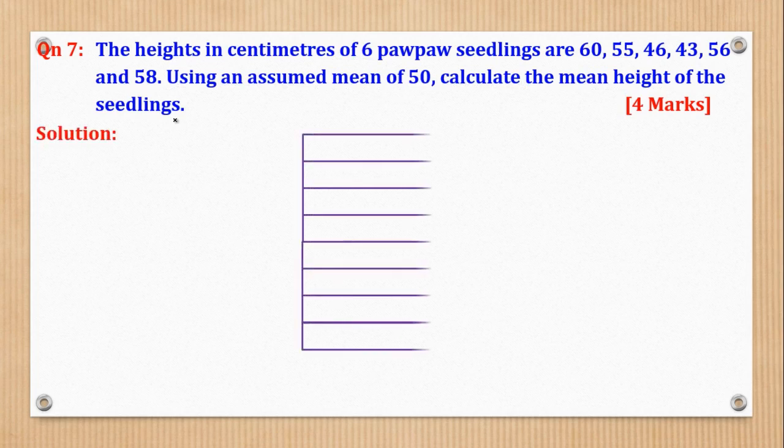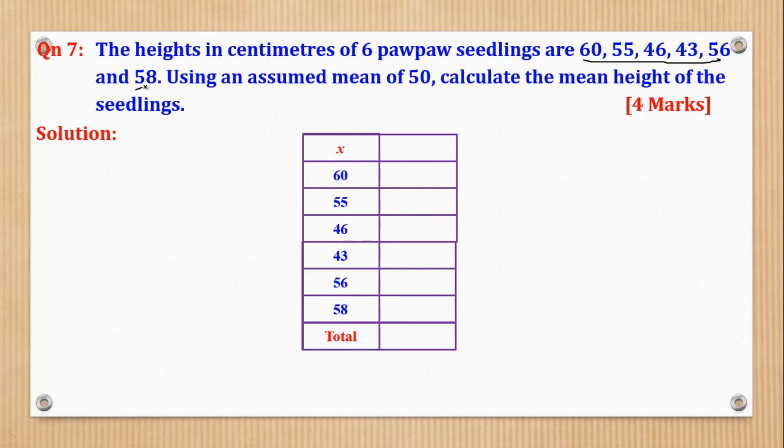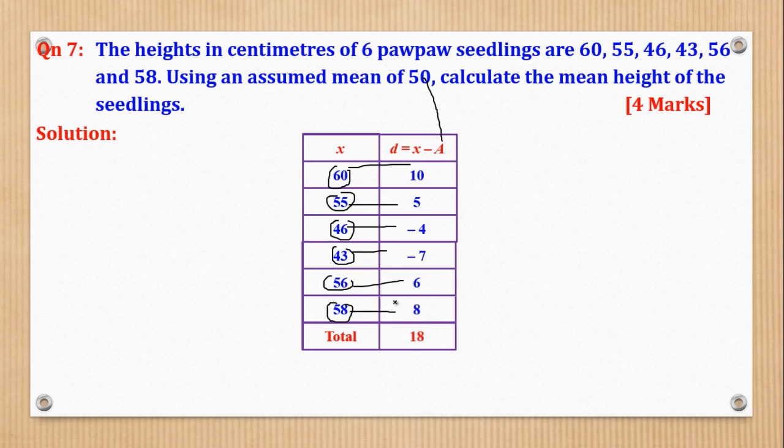So here I have the values of the x, which are the values which are given. These ones up here. Then now the d, which is the deviation, is got by x minus the assumed mean. And our assumed mean is 50. So we shall get this minus 50 to give you that. 55 minus 50 gives you 5. 46 minus 50 is negative 4. 43 minus 50 is negative 7. 56 minus 50 is positive 6. 58 minus 50 is positive 8.